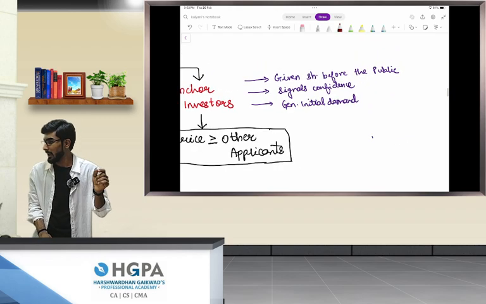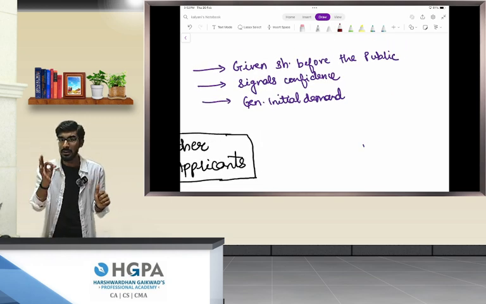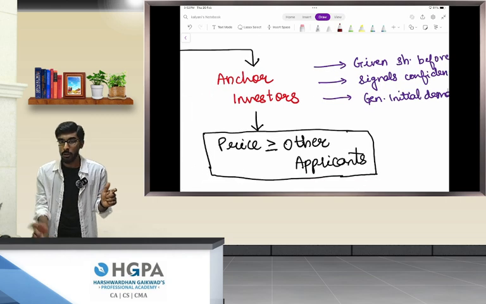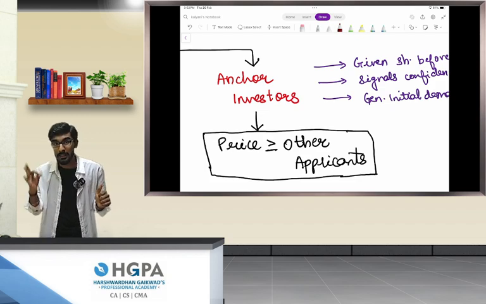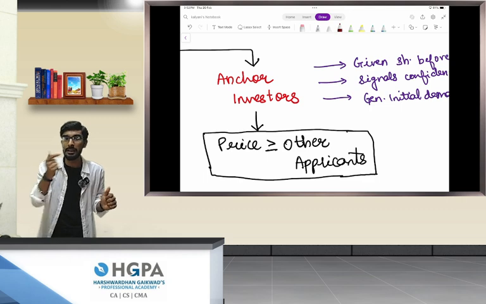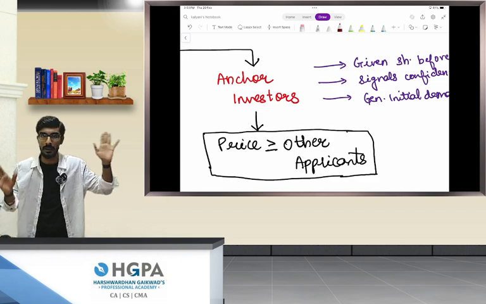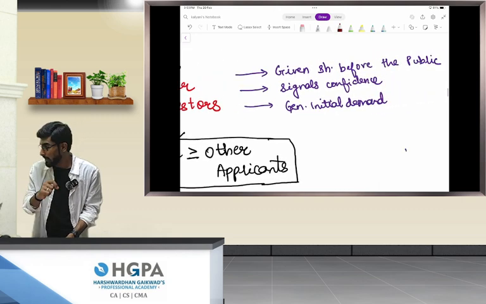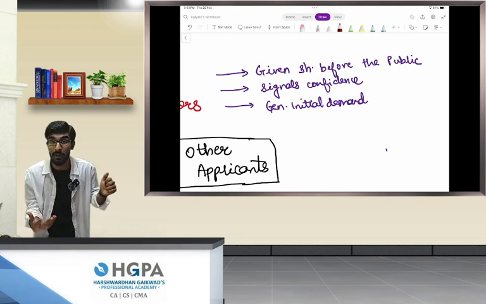Basically, anchor investors are given shares before the public. You might think it's injustice. Now let's see. Even though they are offered shares before other applicants, they have to pay a price equal to or more than the other applicants. They cannot be offered shares at less than the other applicants. That is the main condition. Now the reason why they are given shares before the public is to signal confidence and to create initial demand in the market.